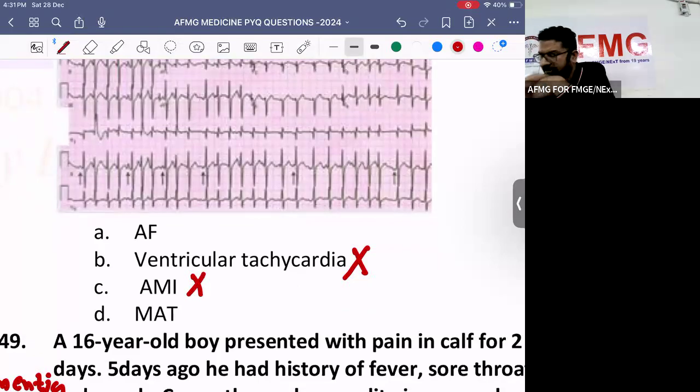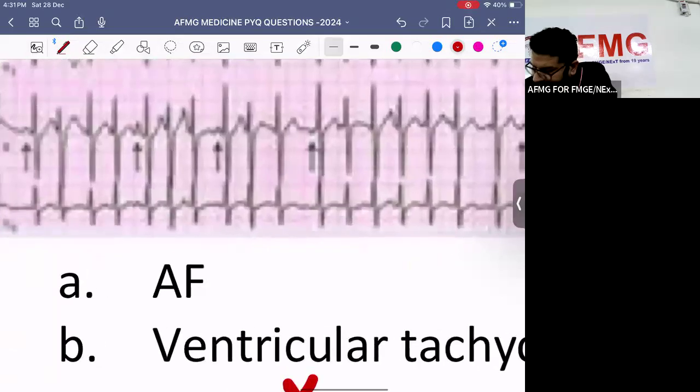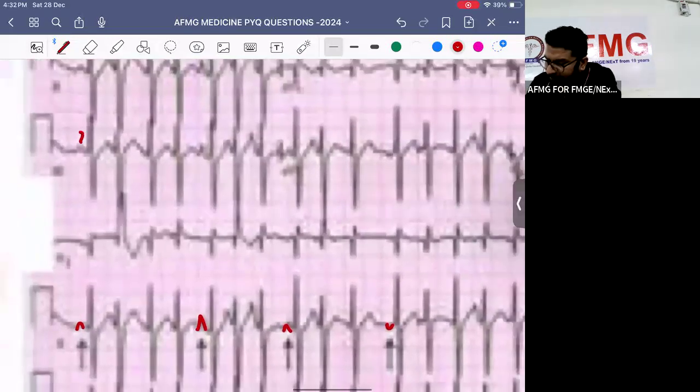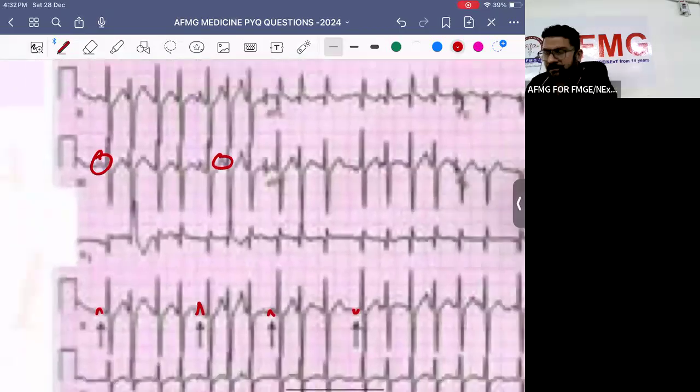Now there are three or four arrows given. Let me zoom in on these arrows. You can see a normal P wave, then an elongated P wave, then again a normal P wave, then an inverted P wave. So more than three different types of P wave. There is a P wave, so it will not be atrial fibrillation. Simple. If you don't want to look at the different types, just see whether the P wave is visible or not. P wave is present, it means it's not AF.